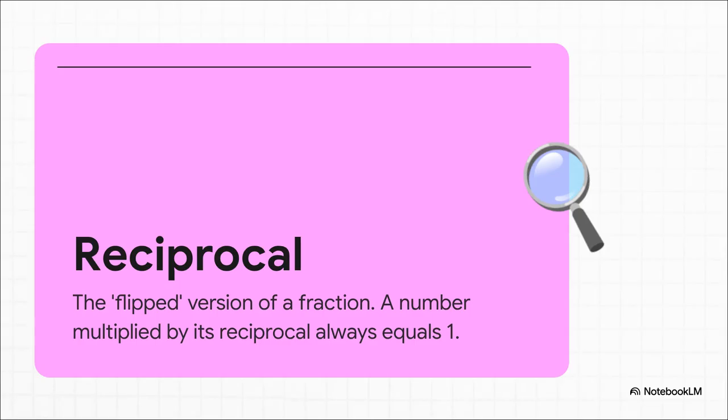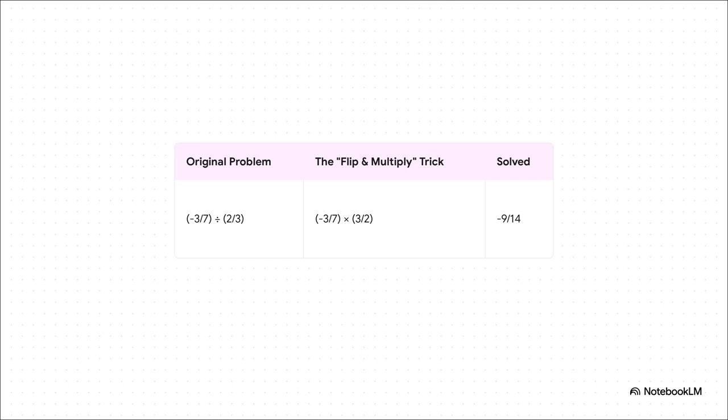So what in the world is a reciprocal? It's just the flipped version of a fraction. That's it. The reciprocal of 2/3 is 3/2, and it has this really cool magical property. Any number multiplied by its reciprocal always equals 1, and that is the key that unlocks fraction division. So here's the trick. To divide -3/7 by 2/3, you don't actually divide at all. No way. You take that second fraction, the 2/3, you flip it to get its reciprocal, 3/2, and then you just multiply. It's that classic flip and multiply rule. So -3 times 3 is -9, and 7 times 2 is 14.